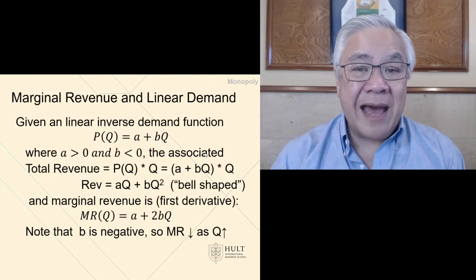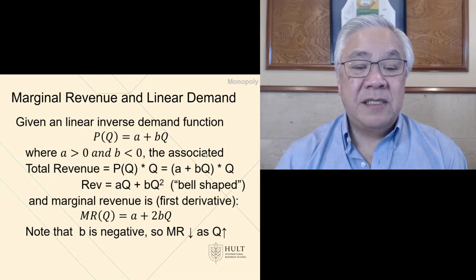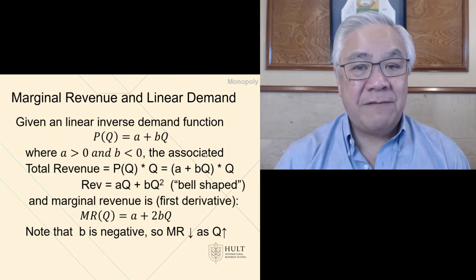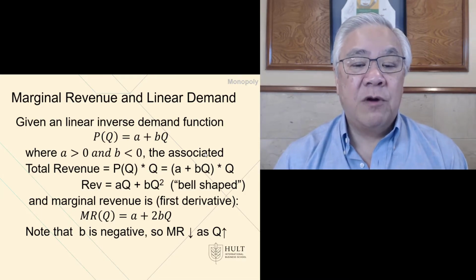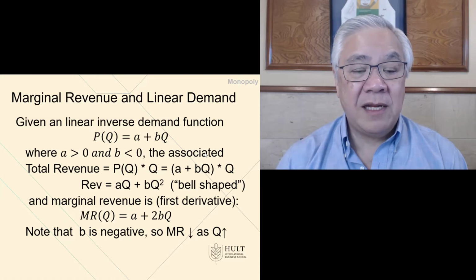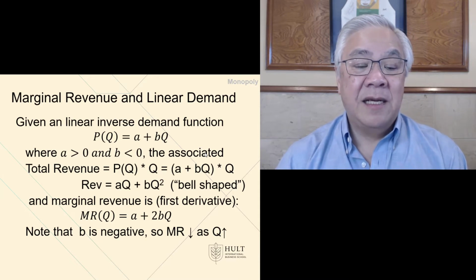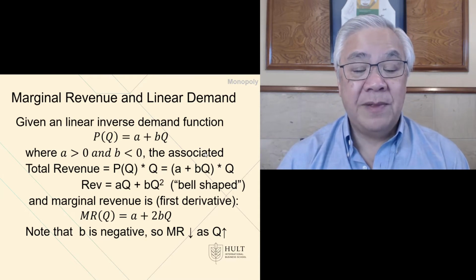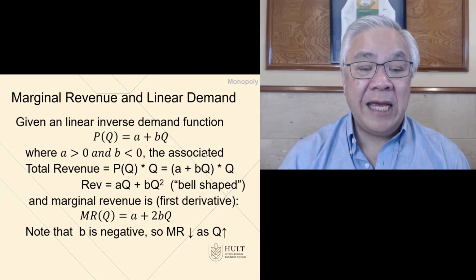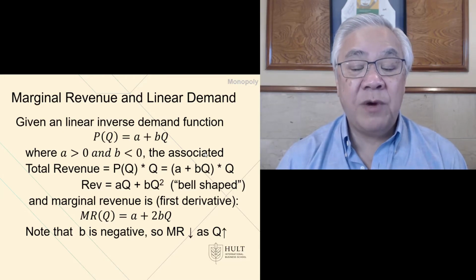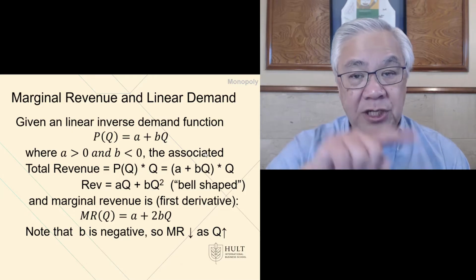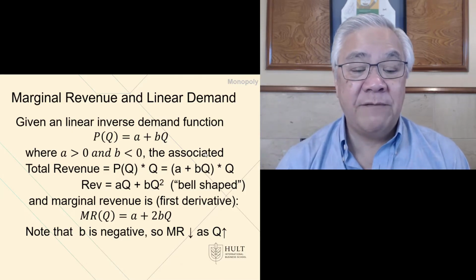So here is some math to go along with the graph. The demand curve is an inverse demand function. We did this previously, where price equals a function of quantity, and there's a negative slope. Total revenue then is price times quantity. In this case, P of Q times Q. And we end up with revenue equal to AQ plus BQ squared. And this causes that bell-shaped curve that we saw in the total revenue curve.